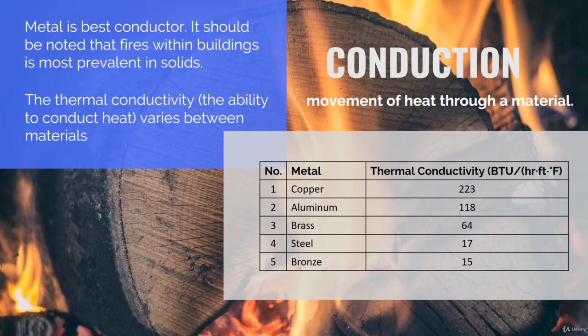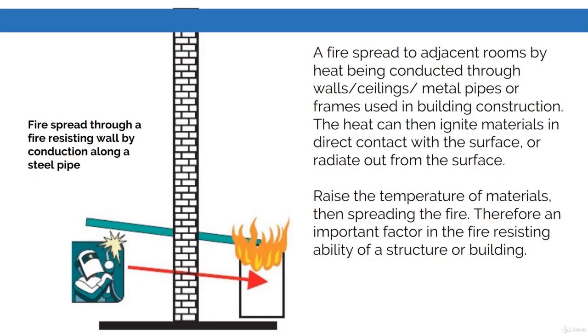The next way is conduction. Conduction is the movement of heat through a material, and the ability of conductors to transfer heat varies considerably according to the type of material. For example, metal is a much better conductor than brick, and it should be noted that conduction may occur in solids, liquids, or gases. Thermal conductivity varies between materials and is a key element in building design and construction. A fire in one room can spread to an adjacent room by heat being conducted through the fabric of the building, especially via metal pipes and frames used in building construction.